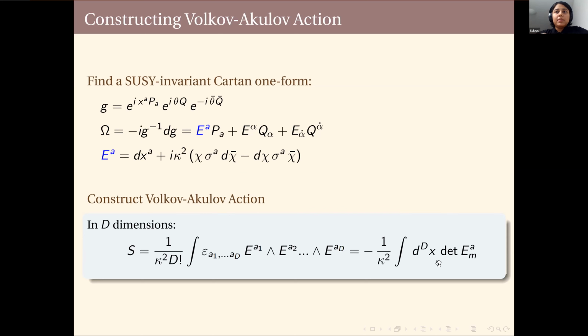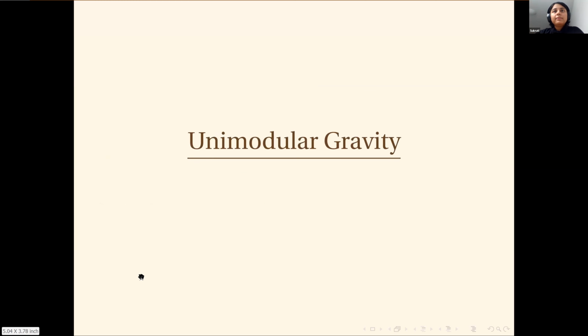And when we take its determinant, it gives us the Volkov-Akulov action. This is a very generic way of constructing a Volkov-Akulov action. And this is what goes into the construction of the Goldstino brane action. Okay, so those are the two main methods that were used for pure dS supergravity.